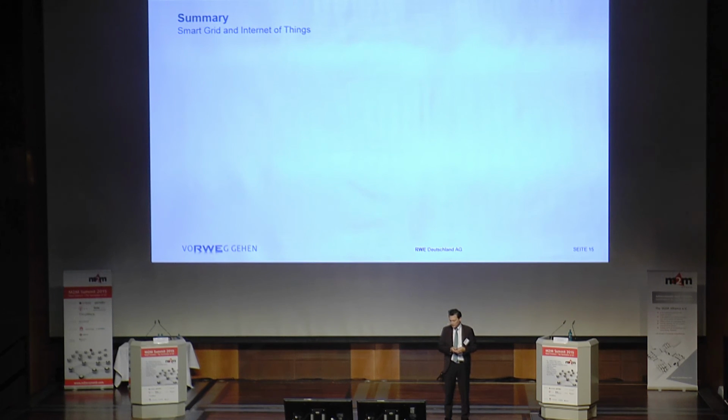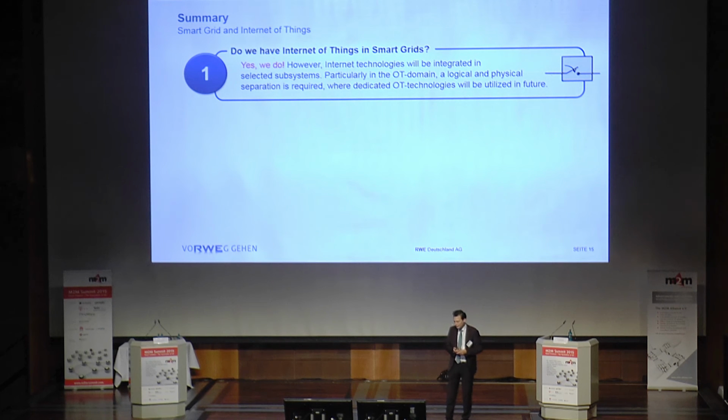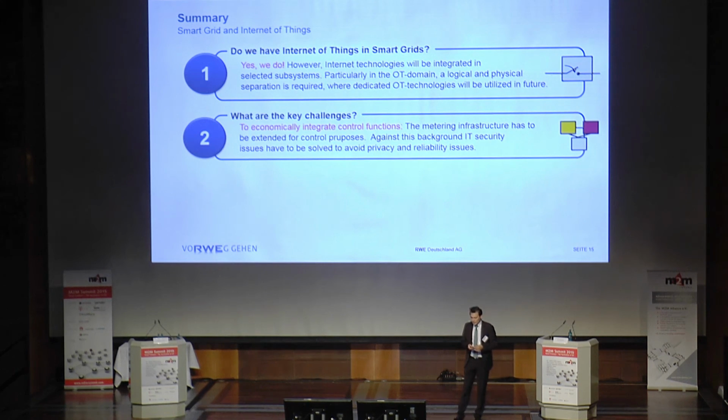Okay, I would like to come to my summary. Do we have Internet of Things and smart grids? Yes, we do. However, Internet technologies will be integrated in selected subsystems. We will have in the energy grid systems which are today separated from the Internet and which will also be separated from the Internet in future, where other, non-Internet-based technologies are used in order to make the operation. So what are the key challenges which we have?